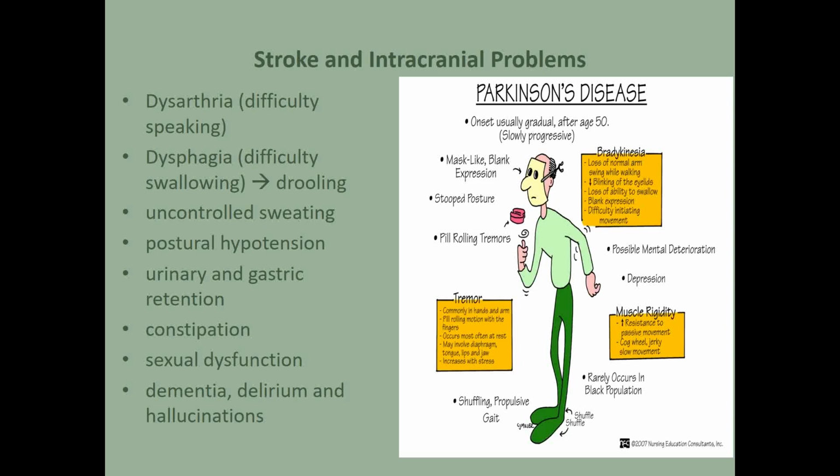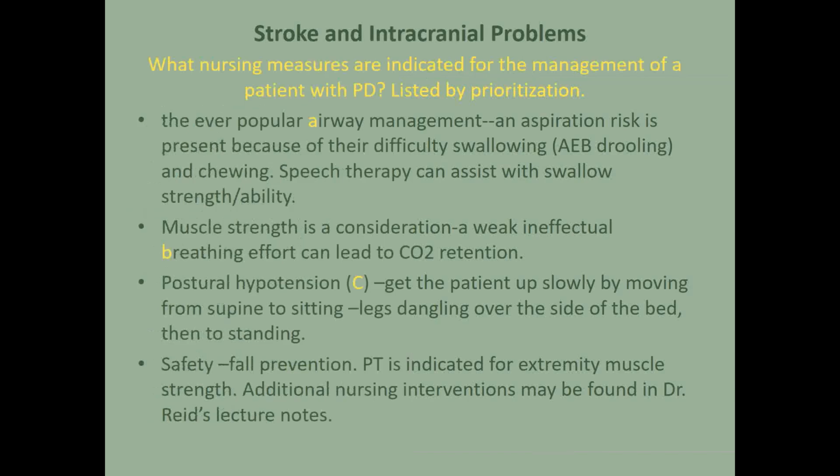Okay, sure, there's postural hypotension, gastric and urinary retention, constipation, and all of those other things that are listed. But whenever you see a problem with dysarthria, speaking, and swallowing, your first thought should be airway management. So what nursing measures are indicated for the management of the patient with Parkinson's disease? We've already talked about airway management and effective breathing, because if they're ineffective in breathing, then they can have CO2 retention.